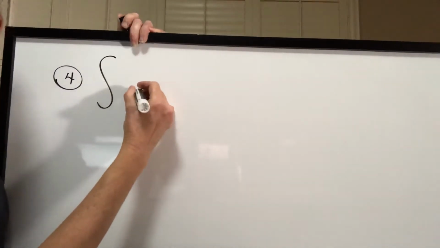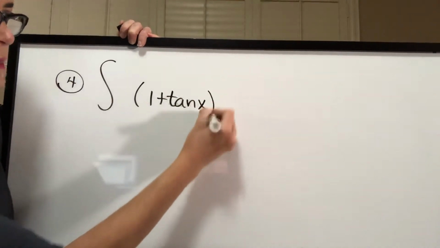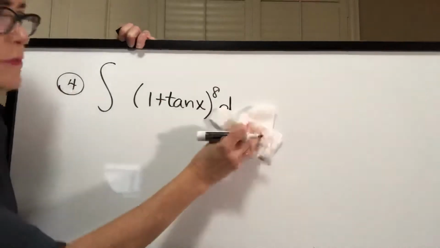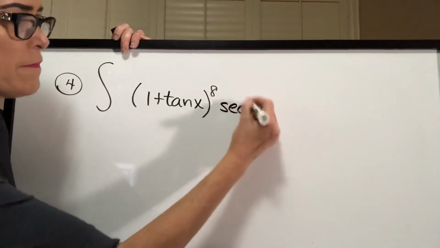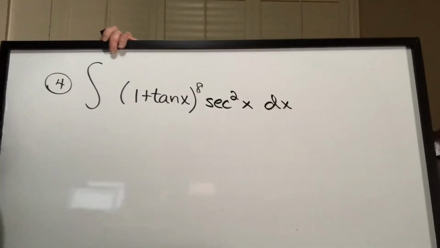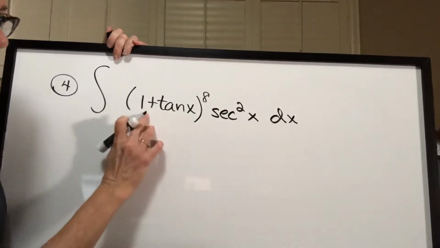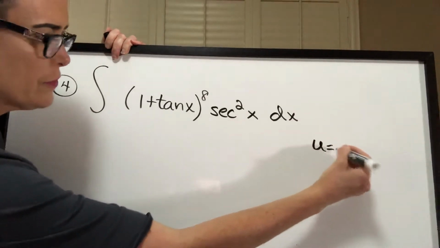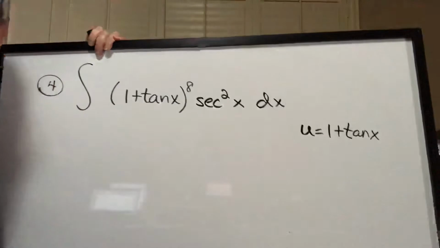Okay, just a couple more. So we've got 1 plus tangent of x raised to the 8th power. Oh, there's a secant squared there too. Missed that almost. Okay, so secant squared dx. Okay, so I'm going to begin by saying that u is whatever's inside the parentheses here. So let me do that first. So u will be 1 plus tangent of x.